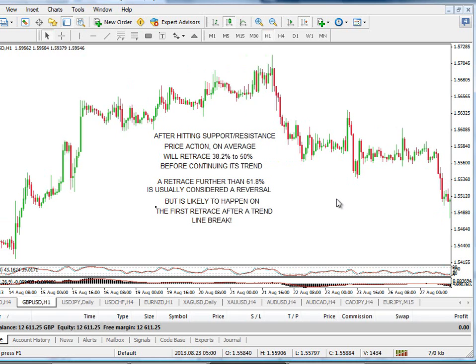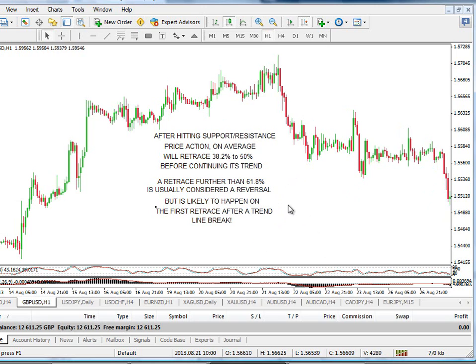You're better off not to trade the first retrace. You want to wait till that's over, wait for confirmation that it has been a retrace. For example, once price breaks up above the 100% level, then you know it's definitely a trend continuation. So just try and be safe and trade safely after the first retrace, because that's when you're going to get caught out.